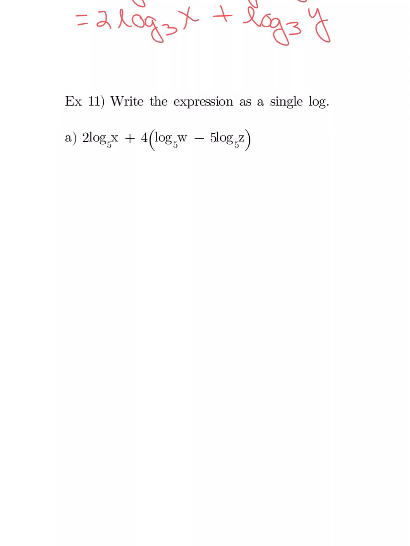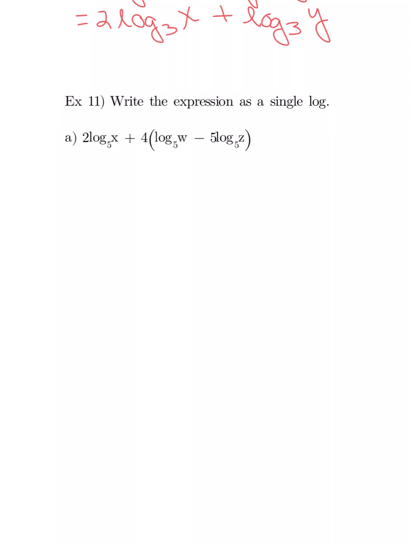On example 11, we're going in reverse. We will be given expressions that have been expanded, and we want to go backwards and write the expression as a single logarithm. So on our first example, we have 2 times log base 5 of x plus 4 times the quantity of log base 5 of w minus 5 log base 5 of z.